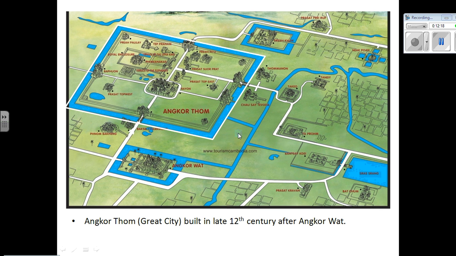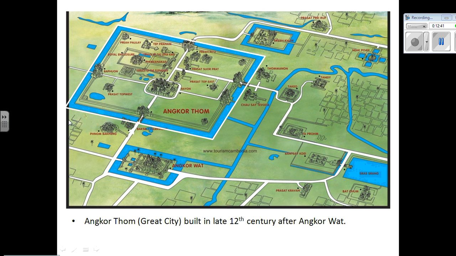Angkor Wat, like I was saying, is the most famous, but we are going to kind of cruise around for some other views that the AP requires you to know. We're going to look at Angkor Thom, which really just means the great city. Okay, you can see it's sort of the largest complex within Angkor. And it's built really just after Angkor Wat.